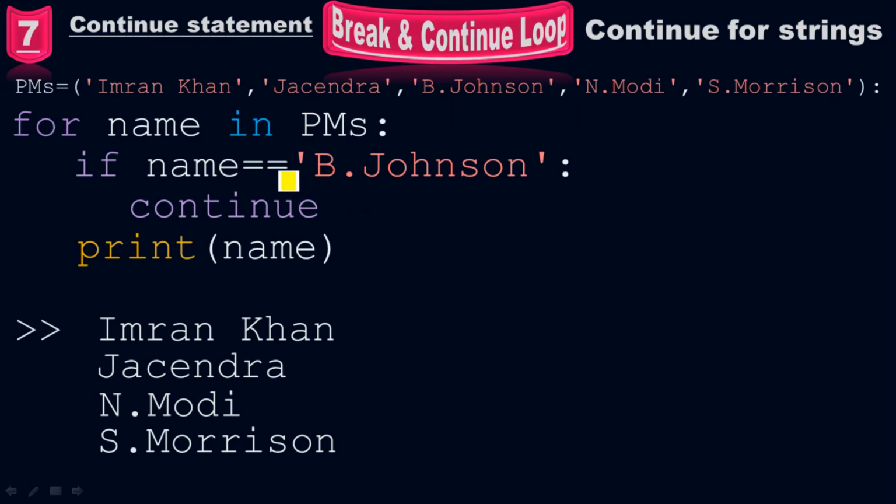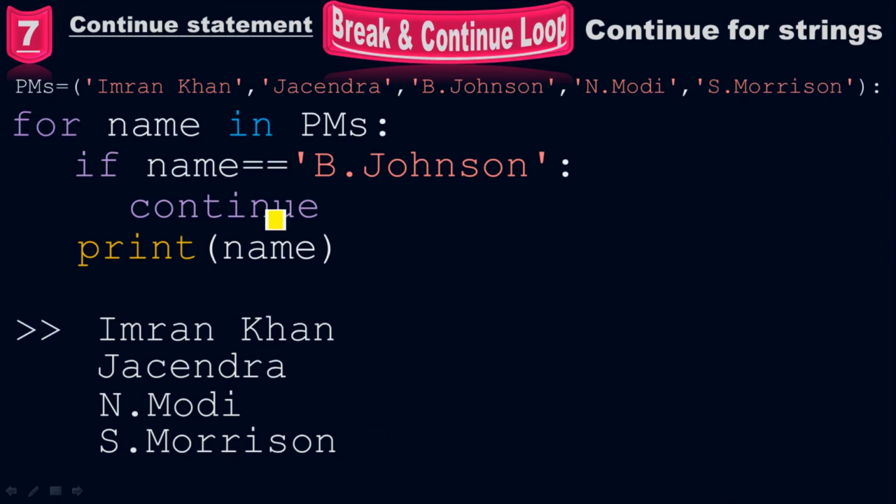But look at here, at Boris Johnson, we have the continue statement. So we stop the recent iteration right at Boris Johnson. We have stopped it. So Boris Johnson has been ignored, and we are going to start from the next item, which is Narendra Modi. Again, the for loop starts iteration of the next item, which is Narendra Modi, so it has been printed here. Then the for loop iterates over the last item, which is Scott Morrison, so Scott Morrison has been printed in the output.